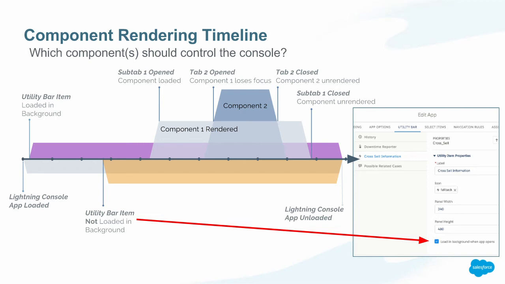One thing to call out, so I did mention before that utility bar applications do get initialized as soon as your console app is initialized. There is a setting that you can say you do not want that to happen. I think by default it's checked, but you can say I don't want this loaded in the background, and it'll actually get initialized the first time someone opens it. So just something to consider, and you may have a use case specifically for that functionality.